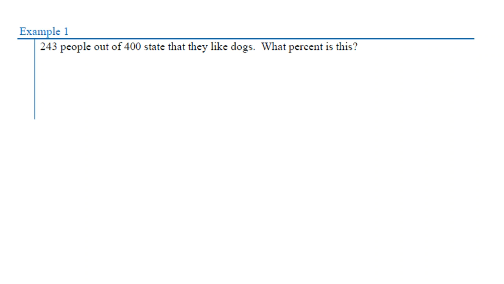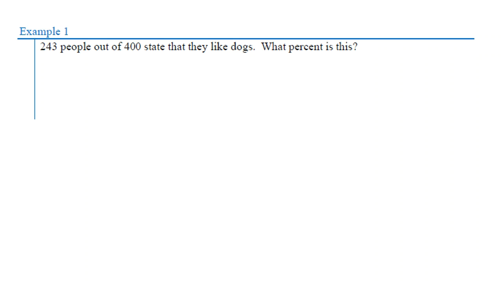Let's take a look at a few examples reviewing percentages. So this first example says 243 people out of 400 state that they like dogs. What percent is this? So just to review a little bit with percents.